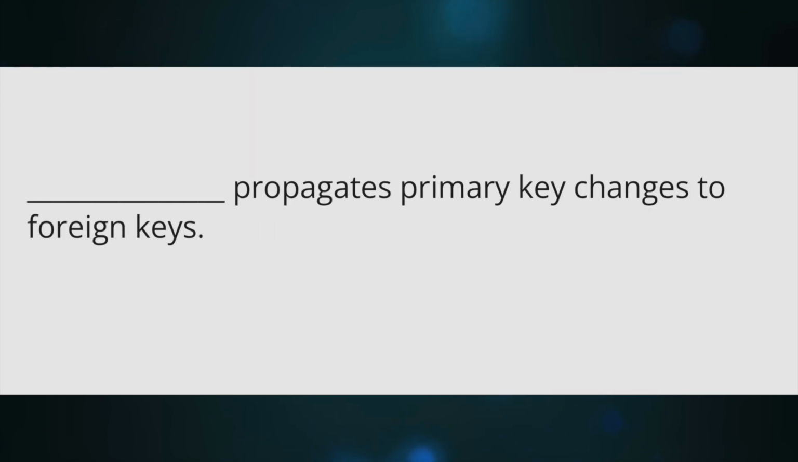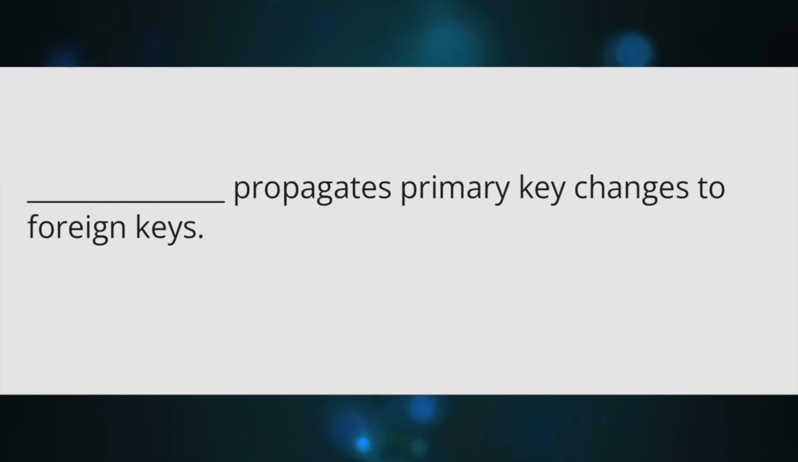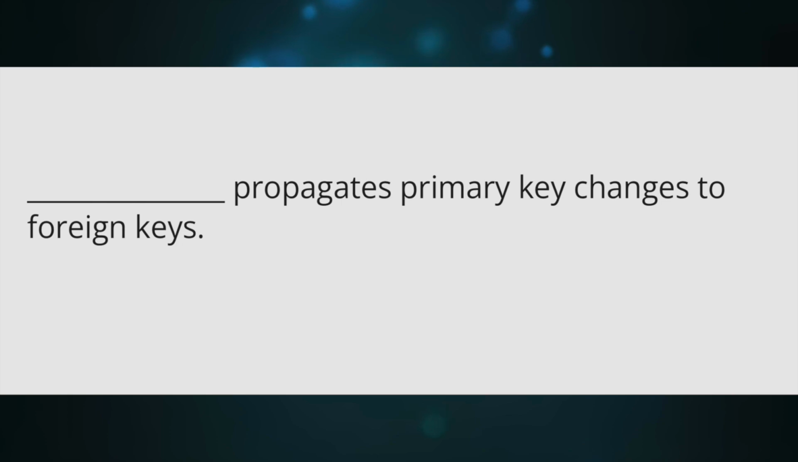Blank propagates primary key changes to foreign keys. Cascade. Okay, so I remember this one. This one tripped me up. I saw something on it, they're definitely going to go over this. They won't ask this exact question on the test, but I did see this one. And what it's saying is, because you remember, sometimes you're not thinking the way that they're writing the question. So Cascade propagates primary key changes to foreign keys.